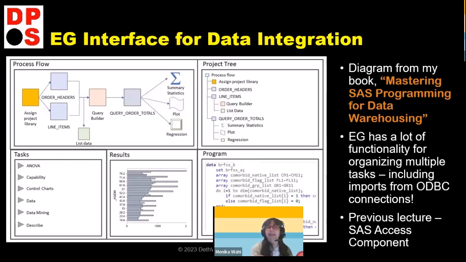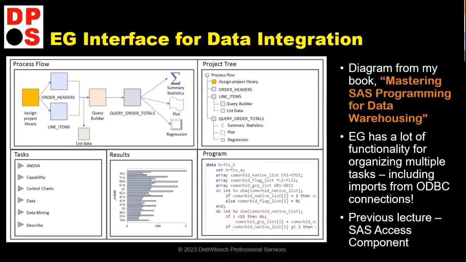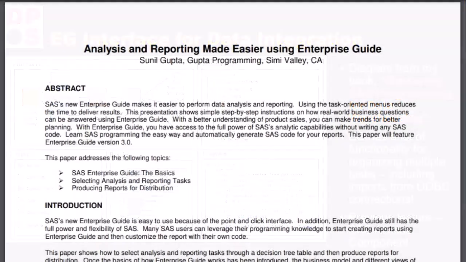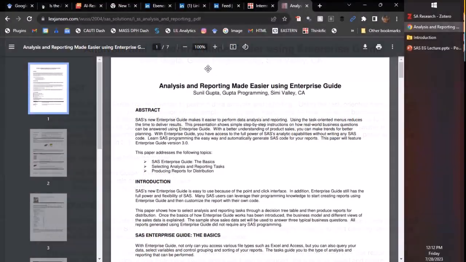But where I've seen Enterprise Guide more is when you have a big SAS shop where there's a lot of different SAS projects going on. And then maybe you want to pool data from different ones or whatever. But anyway, it kind of makes sense if you have a big SAS shop to do this. Let's go to the white paper for a second here.